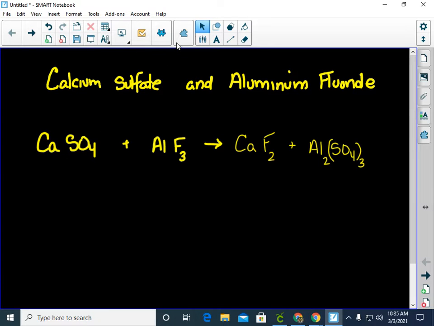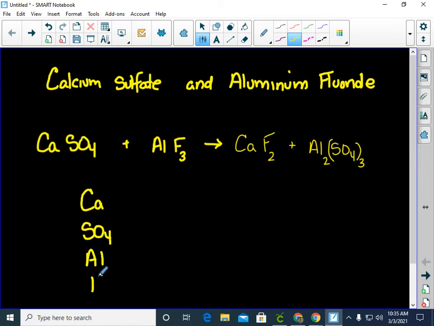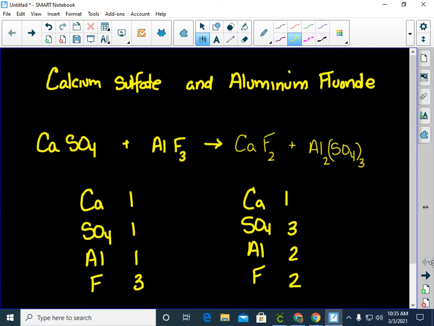I have one calcium. Let's make a list. It's easier to see. Calcium, sulfate, aluminum, fluorine. 1 calcium, 1 sulfate, 1 aluminum, 3 fluorines. Right? There's a 1, a 1, a 1, and a 3. This side, calcium, sulfate, aluminum, fluorine: 1, 3, 2, 2. Calcium, there's 1 of them. Fluorine, there was 2. Aluminum, there was 2. And sulfate, there was 3.